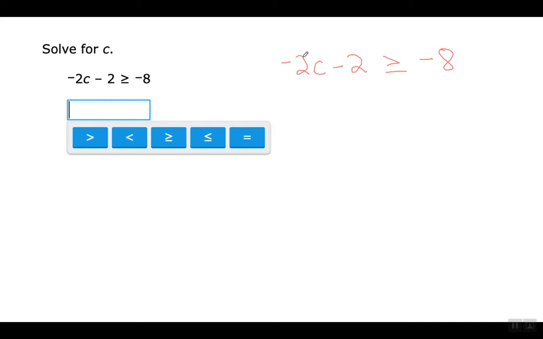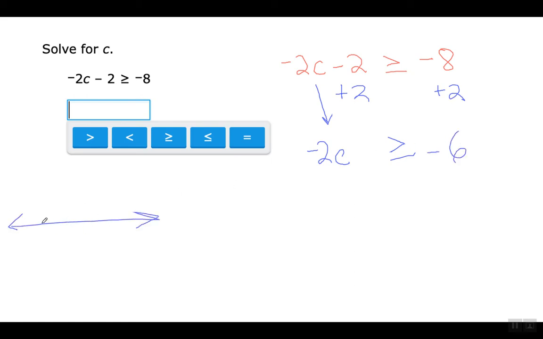So like I said earlier, the number that's with the variable, I'm going to leave for last. The first thing I'm going to get rid of is this minus 2 right here. Okay, and I'm going to get rid of it by adding 2 to both sides. So when I add 2 to both sides, right here, negative 2 plus 2 is 0. So I'm just going to be left with this. And on the other side, negative 8 plus 2 is negative 6.